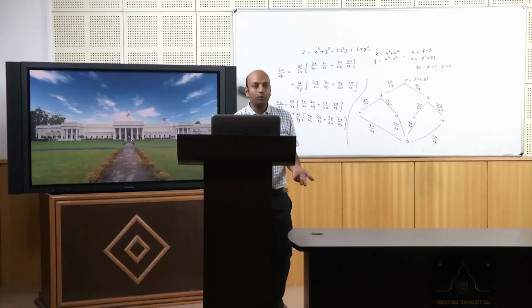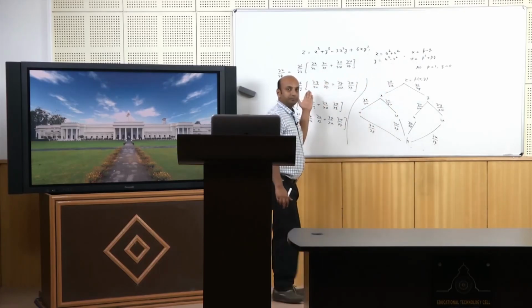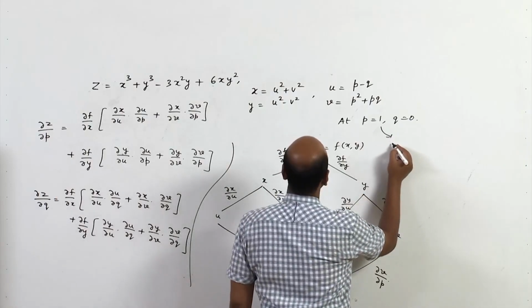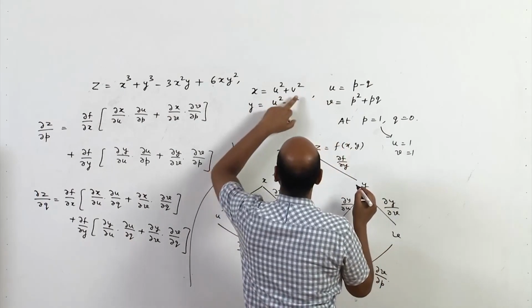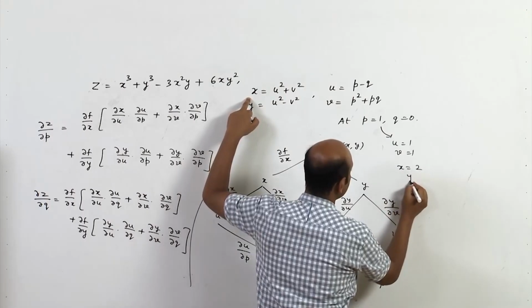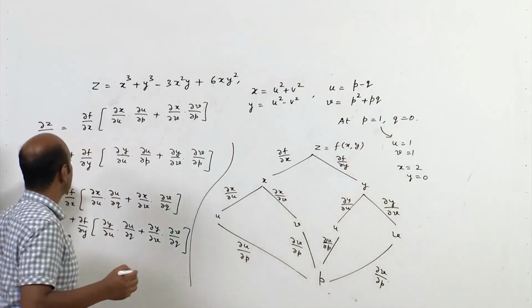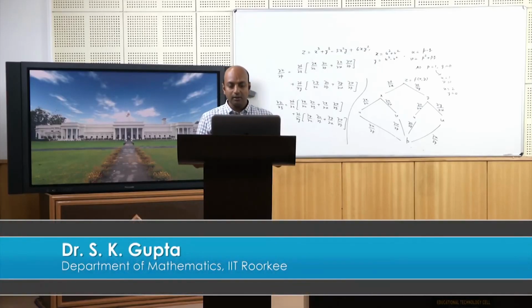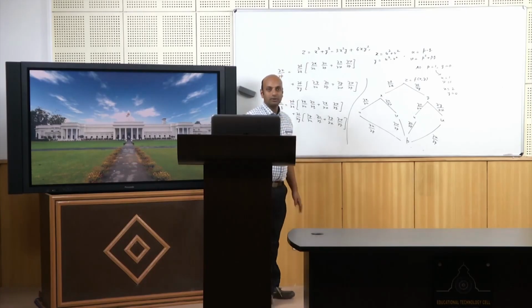Now, you can find all these values from these expressions and substitute them over here. At p equal to 1, q equal to 0, first u is 1 and v is 1. When u is 1 and v is 1, x is 2 and y is 0. So, you simply substitute all these points in this expression, and after solving this we can compute del z by del p and del z by del q at p equal to 1 and q equal to 0. So, this is how we can solve some problems based on the chain rule. So, thank you very much.